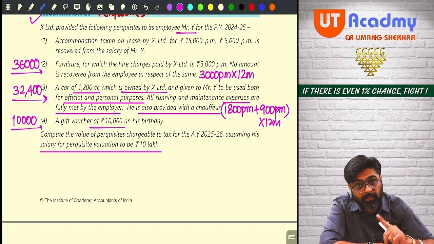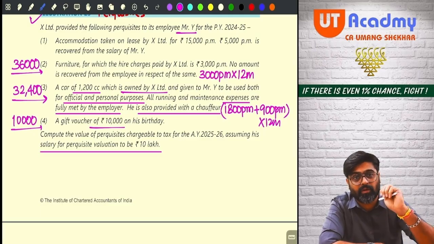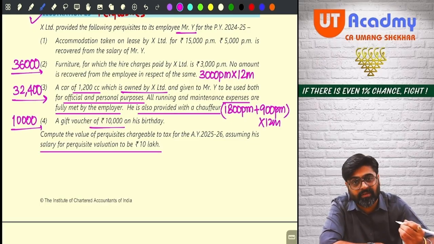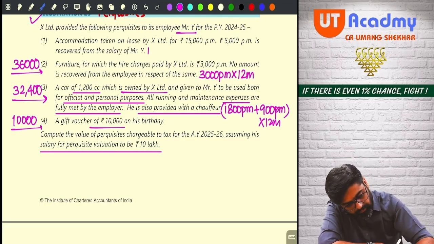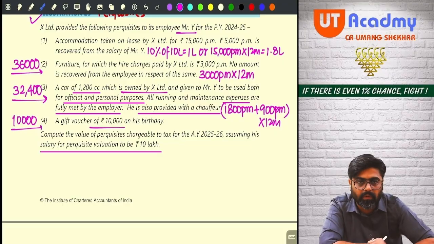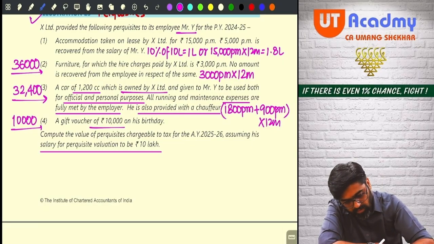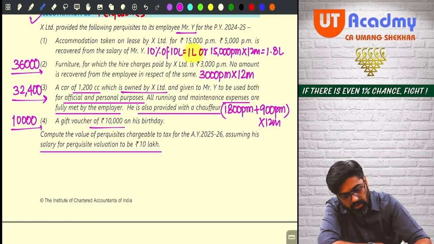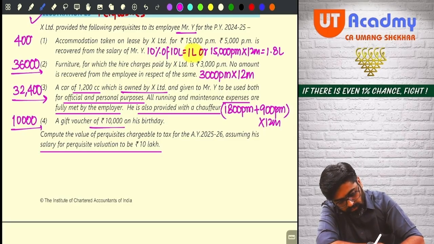But out of that, the employer is recovering something. How much recovering? 40,000. Sorry, 60,000. 5,000 per month is recovered. No, 5,000 into 12 will be 60,000. So here it will be 10% of 10 lakhs, which is equal to 1 lakh, or 15,000 per month into 12 months, which is equal to 1.8 lakh. So 1 lakh or 1.8 lakh, whichever is lower, 1 lakh will be the benefit. And out of that 1 lakh, 60,000 is recovered. So how much benefit? Only 40,000.